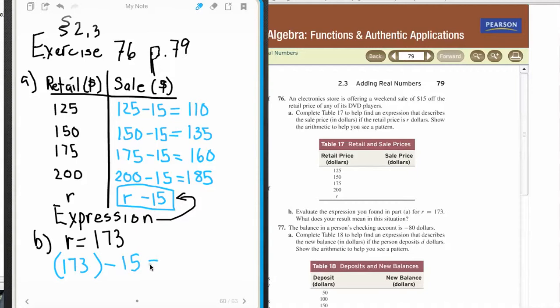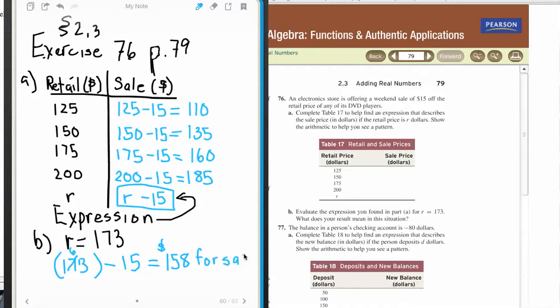And so 173 minus 15, I'll have to do some borrowing here and carry over there, 13 minus 5, which is 8, and 6 minus 1, which is 5, and 1 minus 0, which is 1. And this represents $158 for the sale price.